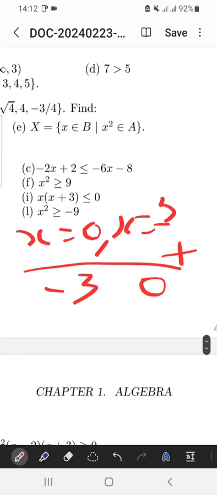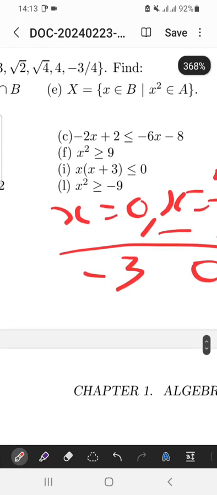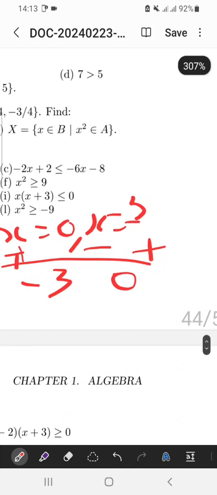In between minus 3 and 0, let's say minus 2. Minus 2 times minus 2 plus 3, it's negative. Okay, minus. Then obviously it will be, let's say minus 5. Minus 5 times minus 5 plus 3, positive. Okay? There will be plus, minus, and plus.